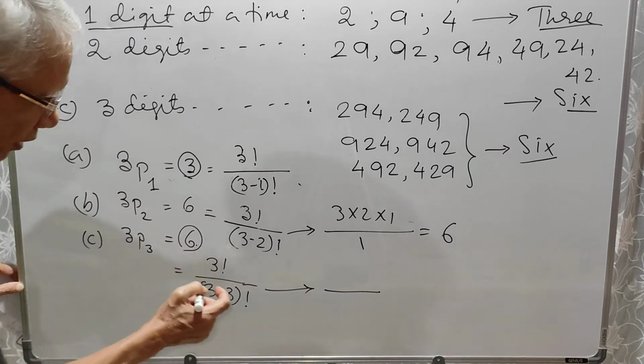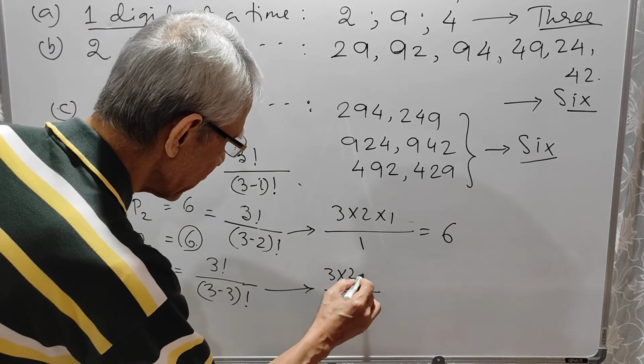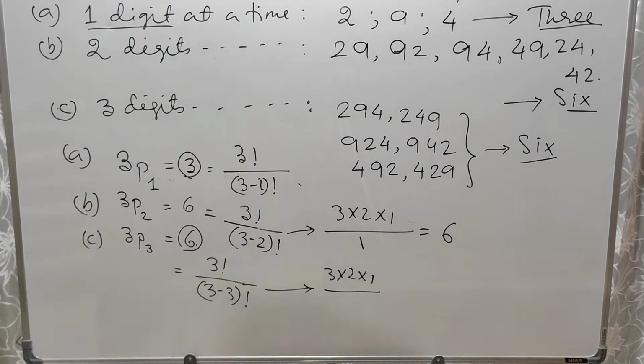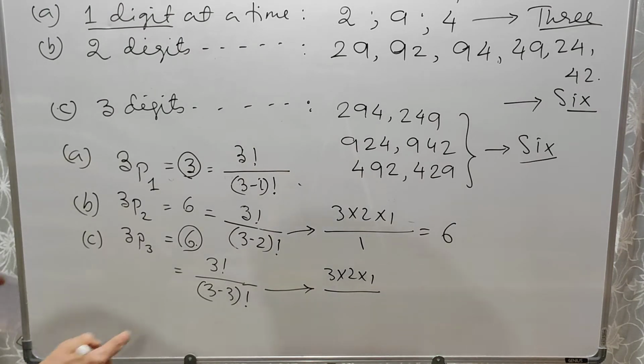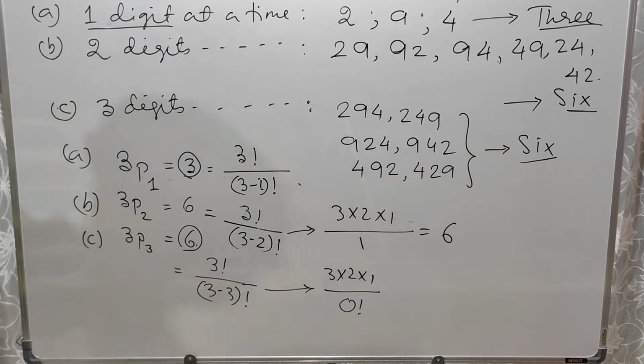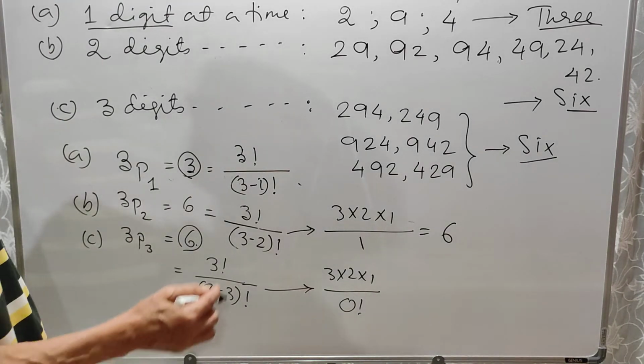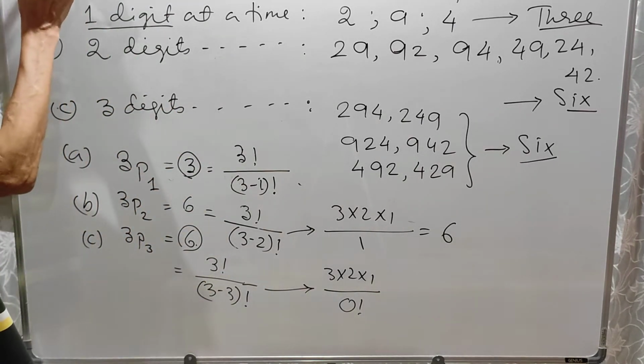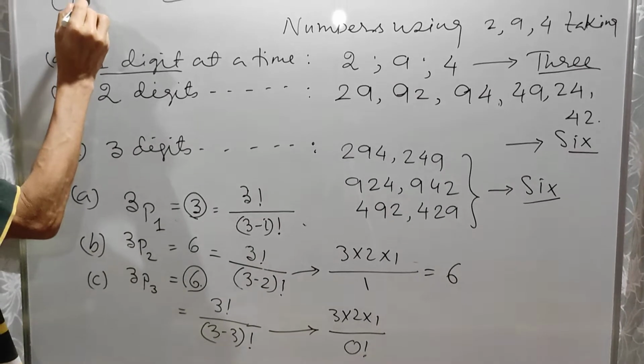Now 3 factorial is 3 into 2 into 1. Then 3 minus 3, that is 0 factorial. Now 0 factorial is taken as 1. So this is one very important result you note: 0 factorial is 1.